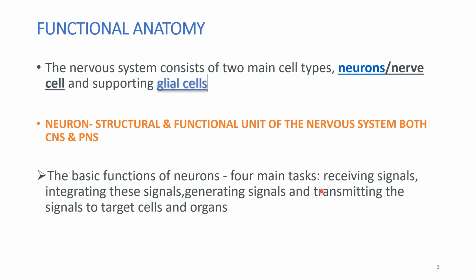What are they? First one is they will receive the signals. Second one is they will integrate these signals. Third one is they can generate the signals. And fourth one is they can transmit the signals to the target cells and end organs. Okay, so the nervous system is composed of neurons and glial cells. The neurons are the structural and functional unit of the nervous system, and these four main functions are performed by the neurons.